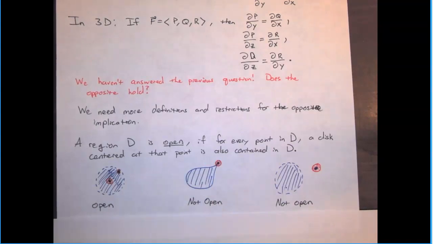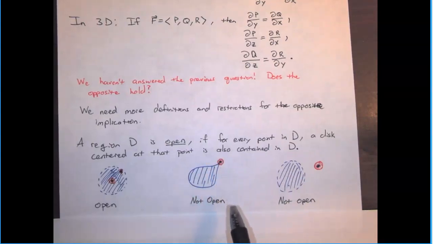This example is not open, so what have I drawn here? Here's a region that comes to a cusp on the boundary, and if I pick the point on the end of that cusp and I try to draw a disk containing that point, doesn't matter how large or small I make this disk, there are always going to be points in this disk that are outside of my region.